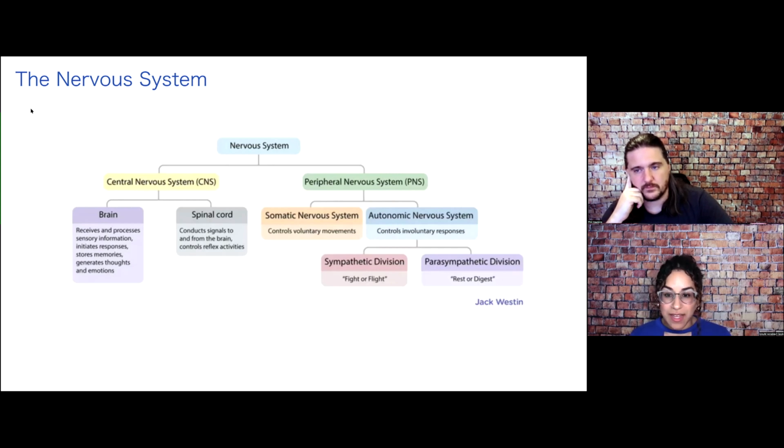Whereas the autonomic nervous system is going to control these involuntary responses. And so you can't make your intestines digest any faster, right? Some of us wish we could, but you can't. And so that's under the control of the autonomic nervous system. And even then, there are more branches.